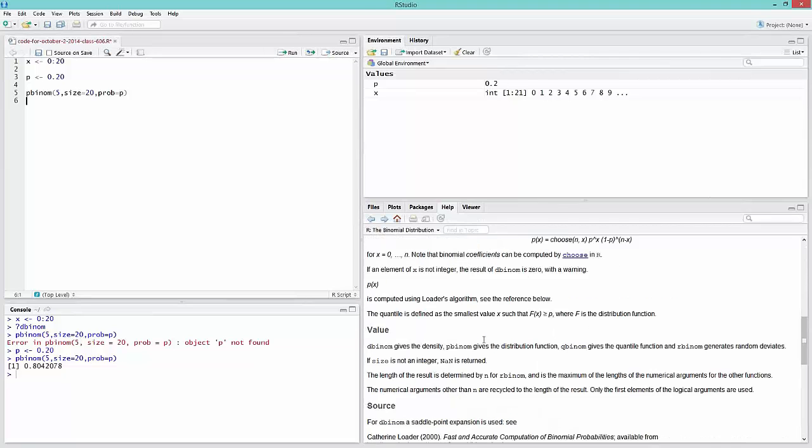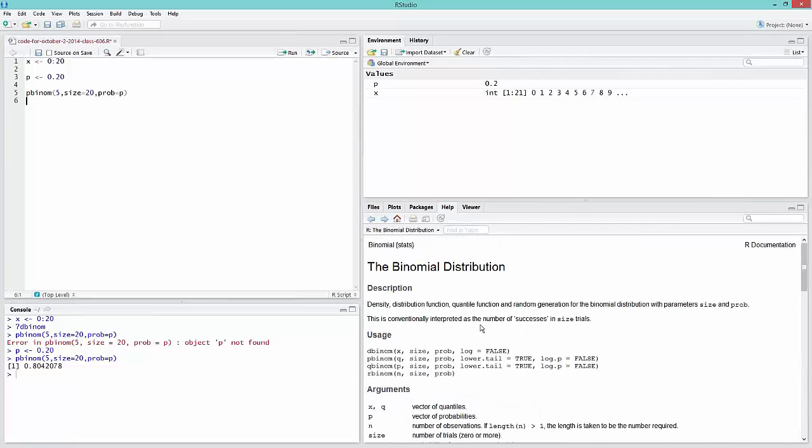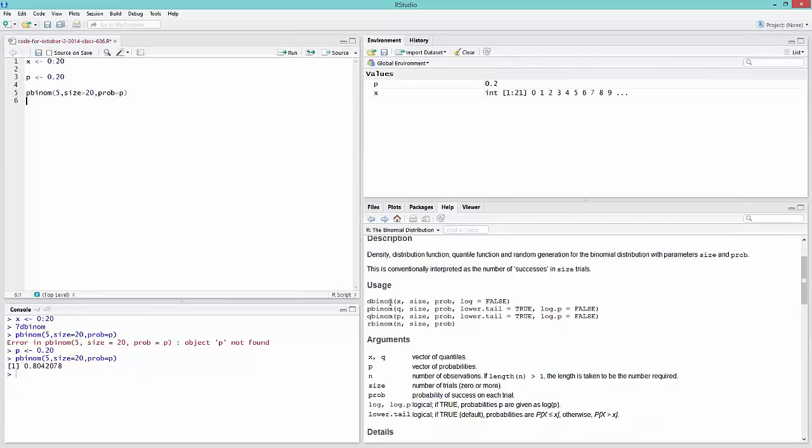Excuse me, I confused myself here. So d is the density, p is the cumulative distribution, and r is to generate random ones. So if I want the probability of exactly 5, here we go. The probability of getting exactly 5 would be about 17%, 17.45%.